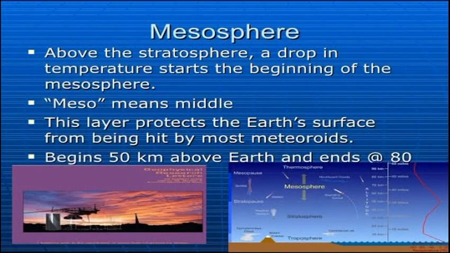Children, the third layer of the atmosphere is the mesosphere. Above the stratosphere, a drop in temperature marks the beginning of the mesosphere. Meso means middle. It lies in between the two at the bottom and two on the top of the mesosphere. This layer protects the Earth's surface from being hit by most meteoroids. They burn up in this layer. Due to the presence of gases, friction is created and heat is generated to burn meteoroids. It starts at 50 km above Earth and ends at 80 km.